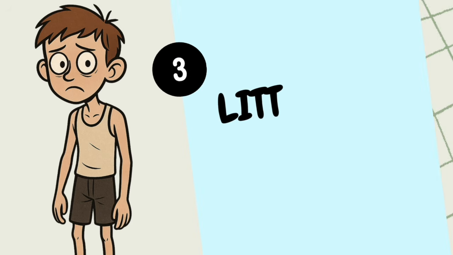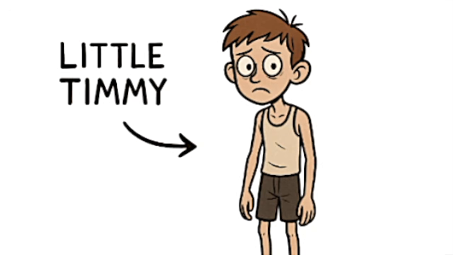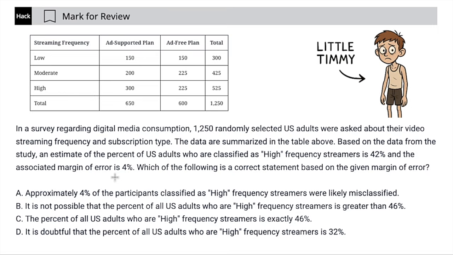Next up, one of my favorites is the Little Timmy trick. Give it up for Little Timmy, ladies and gentlemen. There he is. Yeah, he's kind of a sad guy, but he's very useful because he is meek. He is not confident. He is not sure of himself. And while usually this is not a good thing in life when you're trying to get ahead, it's a good thing when you're answering this type of statistics question where they're asking about some sort of an interpretation of a study. So basically, they're telling us what's a correct statement based on the given margin of error.